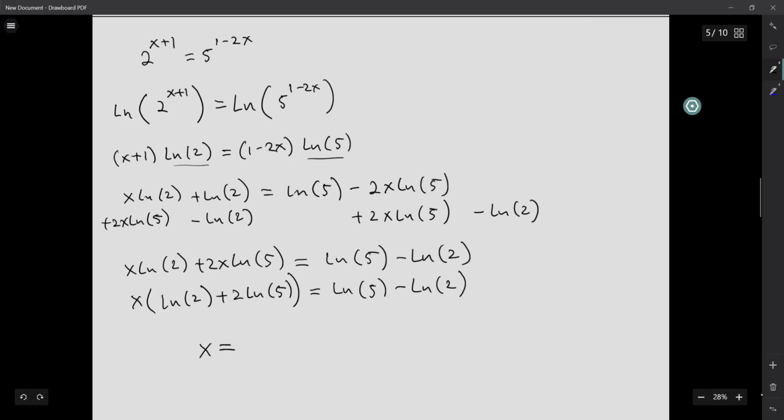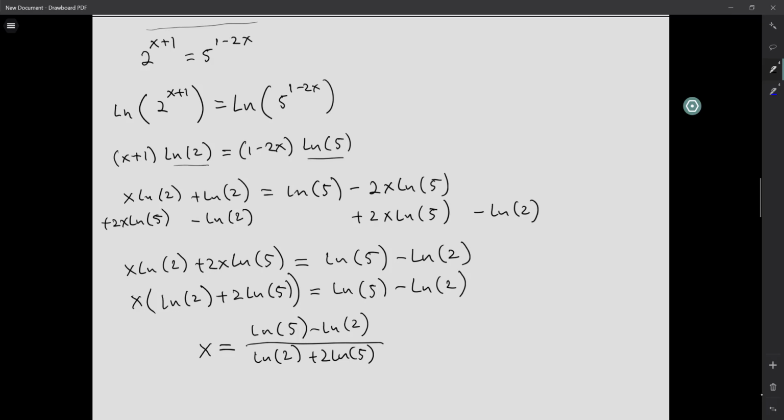So x is equal to the lovely number natural log of 5 minus natural log of 2 all over natural log of 2 plus 2 natural log of 5. That would be the exact solution answer. But again, we don't really know what that number looks like unless we pull out a calculator. But if you wanted, I guess, you could take this expression, plug it in for x in the equation at the top, and see that it works out to be the same on both sides.